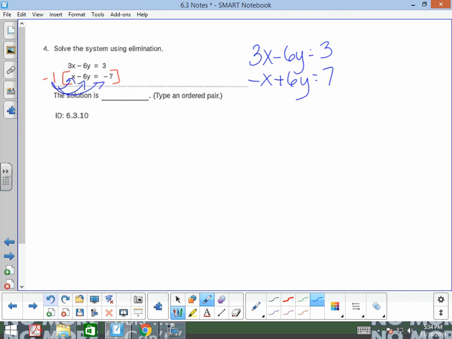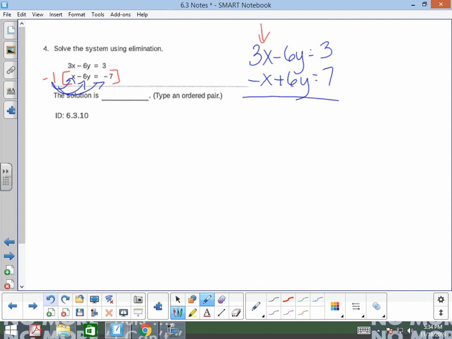So why did I do that? Well, I did that so I can eliminate the y terms. To me, that was the easiest way to do that. And in order to eliminate the y terms, whatever I do to one term, I have to do to all of them. So that's why I had to multiply every single term by negative 1. So now I can eliminate the y terms.